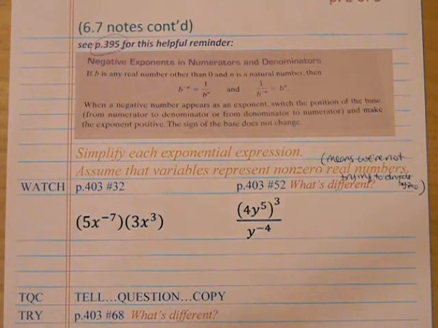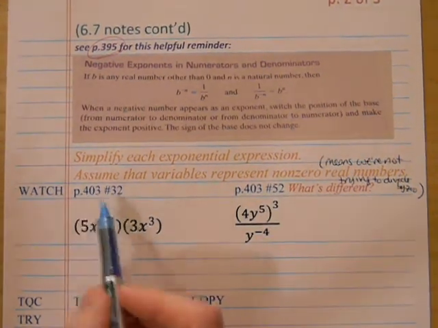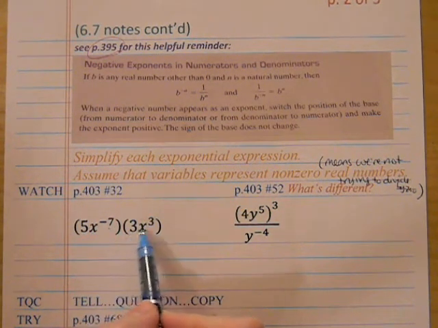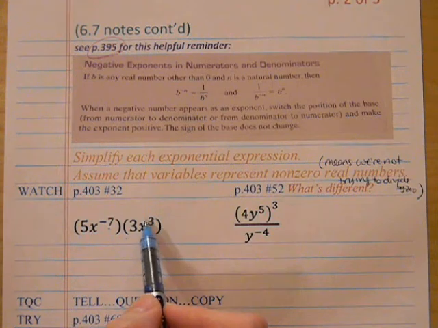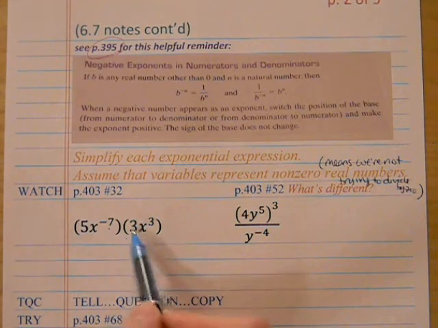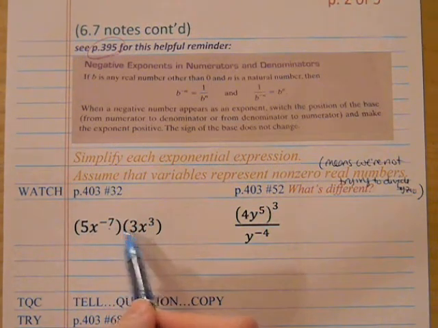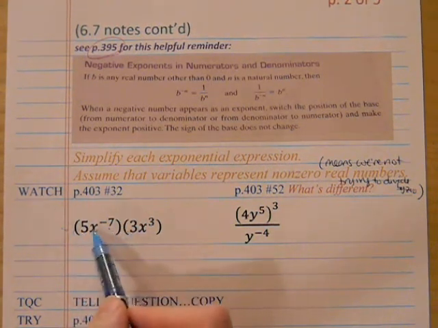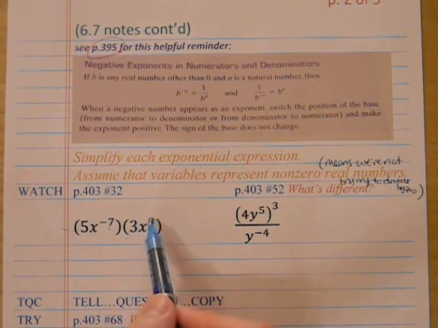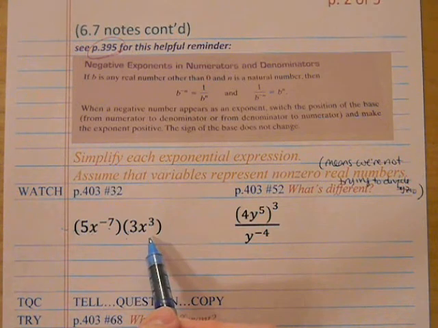Okay, so looking at number 32 here on page 403, you've got in parentheses 5x to the negative 7th times 3x cubed. Now, we're going to be dealing with the numbers separate from the variables, the unknowns, because we know how to deal with multiplying numbers, and we're practicing how to multiply and divide variables and their exponents, specifically negative exponents in this section.